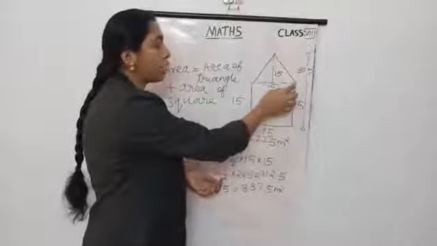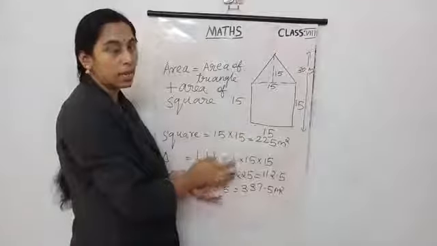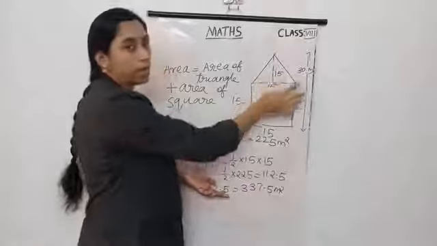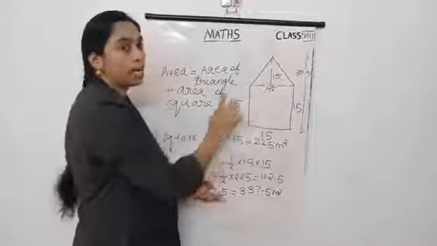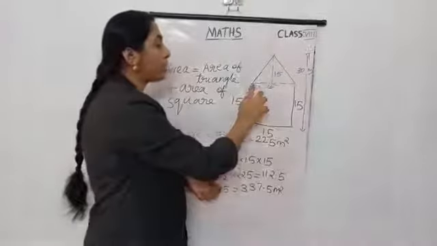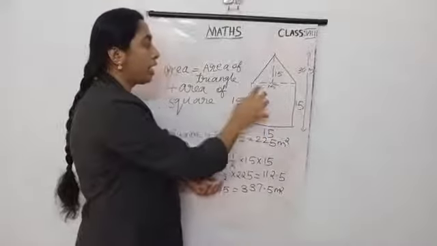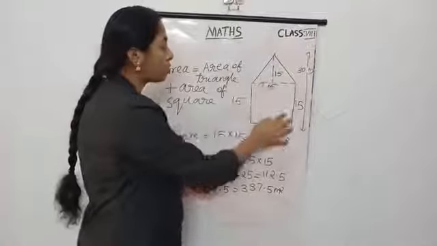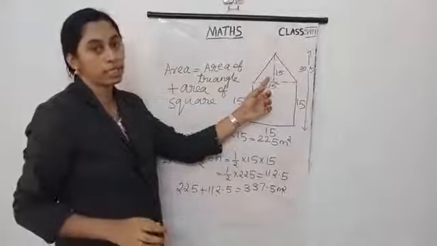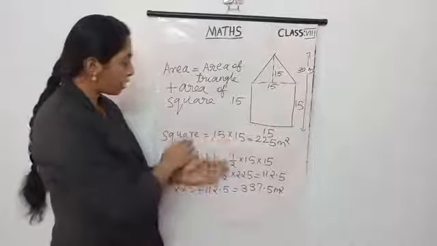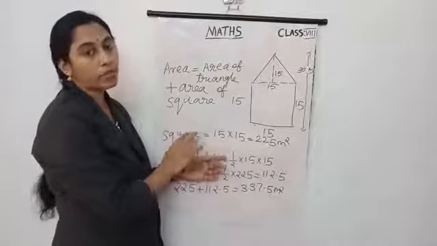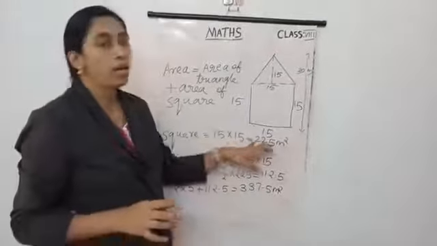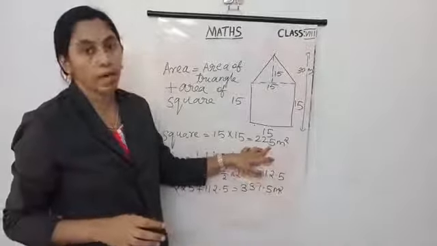So from here to here height is 15 given. So balance is 15, that is this height. 30 minus 15, we get the height of the triangle is also 15. Now base of this triangle is 15. Now area of this figure is equal to area of this square plus area of this triangle. So first we are going to find area of the square. Area of a square is equal to side into side. That means 15 into 15. After multiplication we get 225.